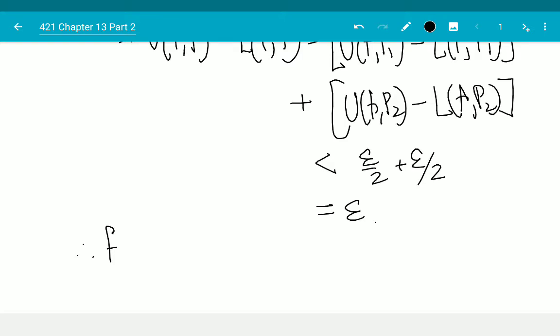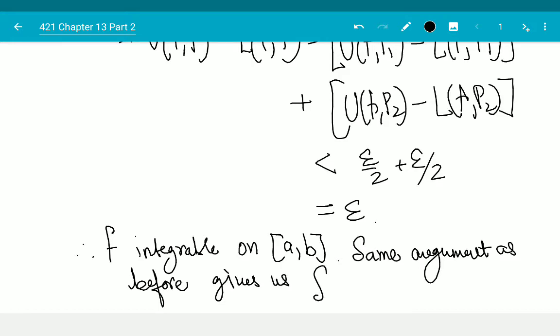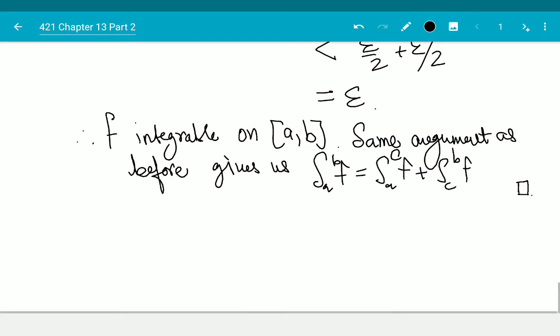Therefore f is integrable on A to B, and again the same argument as before gives us the integral A to B of f is equal to the integral A to C of f plus the integral C to B of f. Okay, so that's my theorem 4.